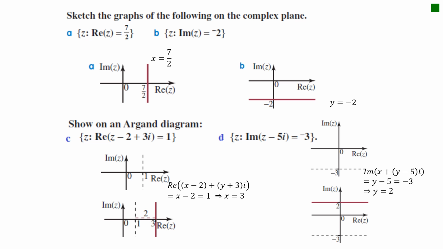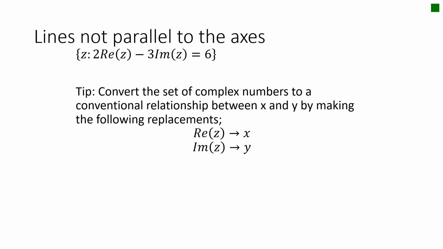Again, you can walk through the algebra, replacing z with x plus iy, collecting real, collecting imaginary, applying the imaginary component function to it. I'm left with the Cartesian relationship y minus 5 is equal to minus 3. Adding 5, I've got the Cartesian relationship y equals positive 2, an easy sketch indeed.